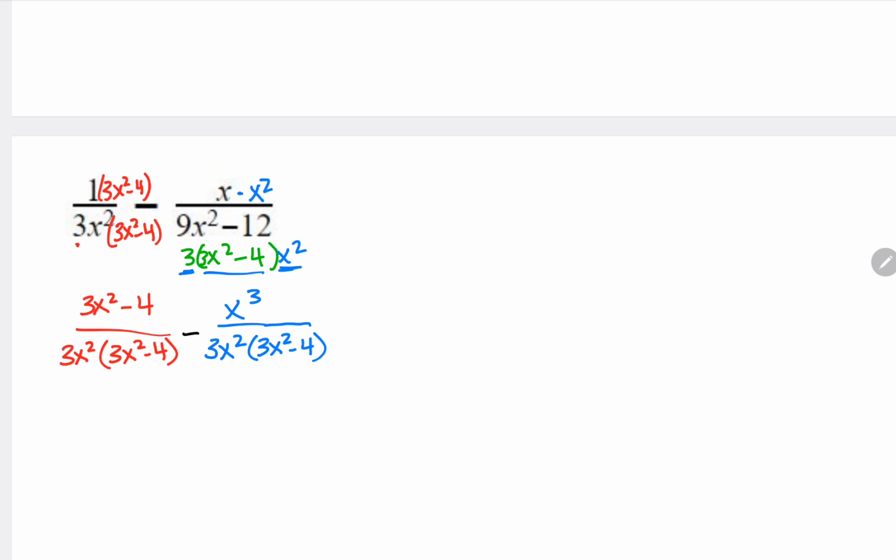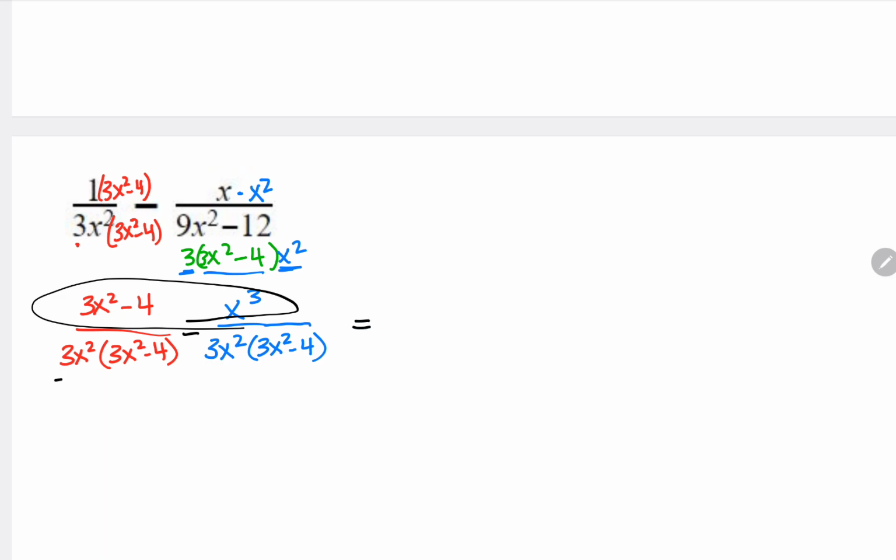Be careful here. What you don't want to do is you don't want to say, oh, this 3x squared cancels out with that 3x squared. Or sorry, that 3x squared minus 4 cancels out with that 3x squared minus 4. You do not want to do that. The whole point is we want to be able to combine our numerators together. So don't cancel anything out until after your numerators are combined.